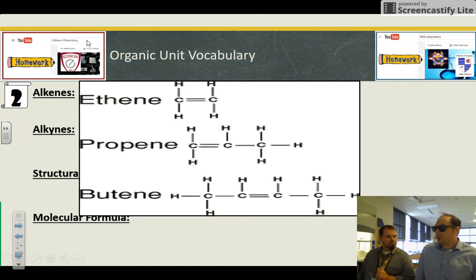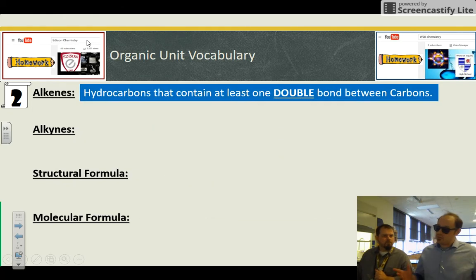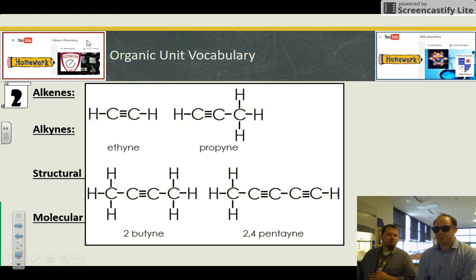Alkene. Well, we've got some examples: ethene, propene, butene. You notice the pattern in the end of their name. It has ENE. Hit me with the definition. Got to have a double bond between some carbons in that chain somewhere. At least one. Sometimes 2 or 3, but we're only really going to deal with 1. Alkenes, double bond.